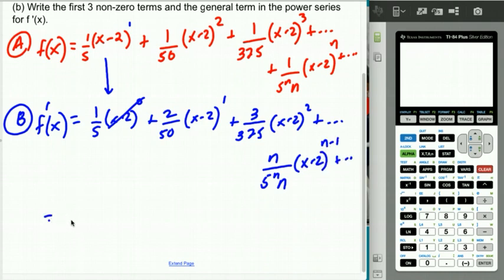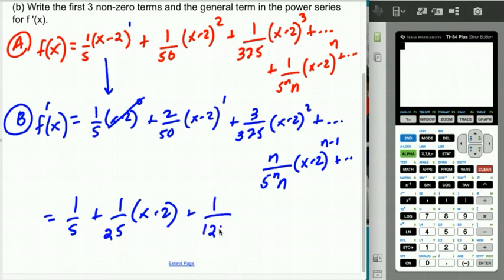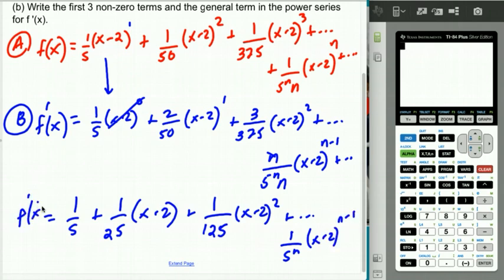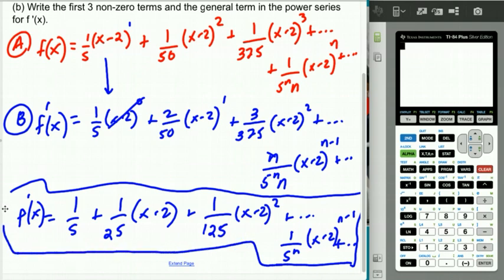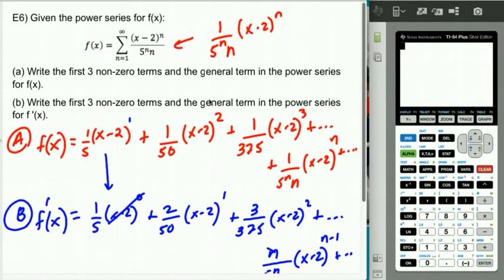So if I clean that up a little bit, I get 1/5 plus 1/25 x minus 2 plus 1/125 x minus 2 to the second plus dot, dot, dot. These n's can be canceled, and I get 1 over 5 to the n times x minus 2 to the n minus 1. So again, carefully follow the instructions, but make sure you write however many terms are requested. If they say the first three non-zero terms, make sure you write 3, not 2, not 4. Write exactly what you're asked to write. Carefully follow the instructions, and as complicated as this looks, this is basically the same as differentiating a polynomial.